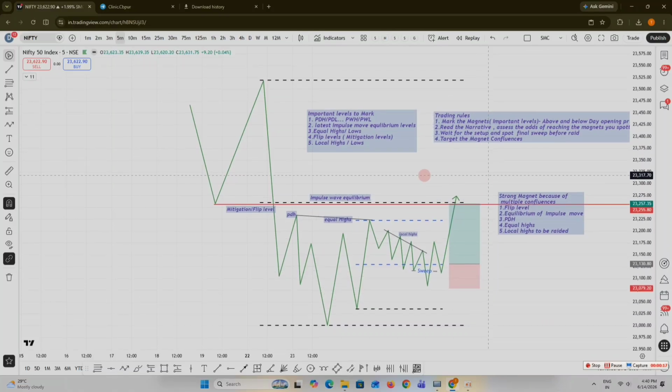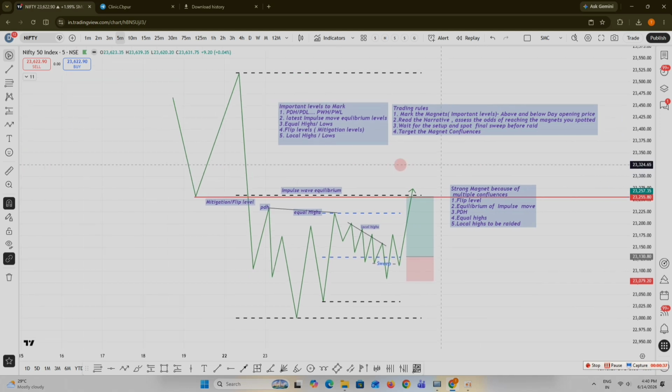Today I will be showing my trading setup, which I trade every day. It is in almost every day. I will quickly show my setup without wasting any time. These are the trading rules of my setup.